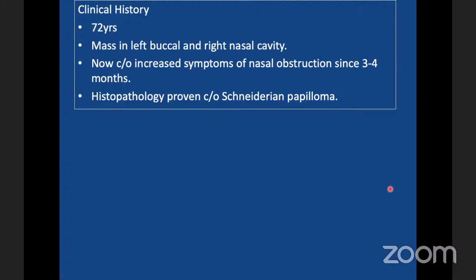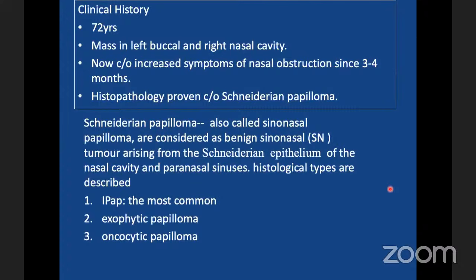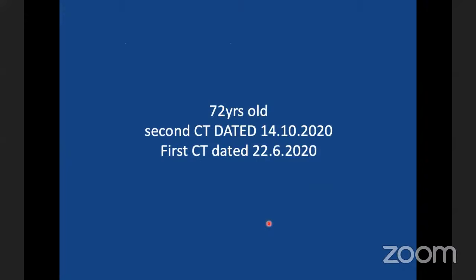Now this patient, a 72-year-old, the next patient, had a mass in the buccal cavity and right nasal cavity, and a histologically proven Schneiderian papilloma. What is Schneiderian papilloma? Also called sinonasal papilloma, it is considered a benign sinonasal tumor arising from Schneiderian epithelium. IPAP is the most common subtype. The other one is exophytic papilloma, and the third one is oncocytic.